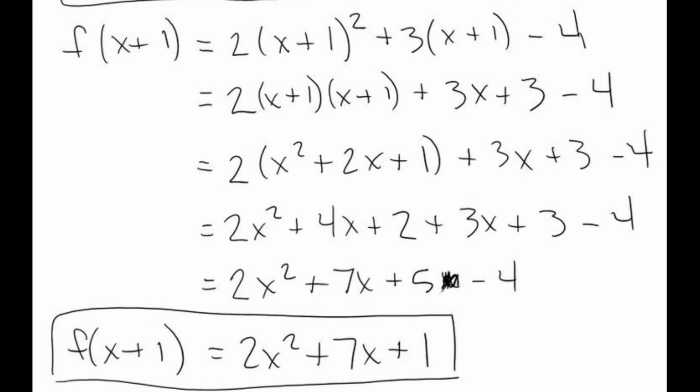And then from here, I don't know why I didn't just do them all, but I did 2 plus 3 gives me 5. And then there's a minus 4 at the end, so we subtract 4 from the 5, we get 1. So your final answer is 2x squared plus 7x plus 1.